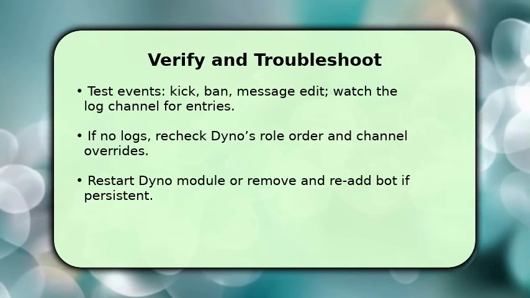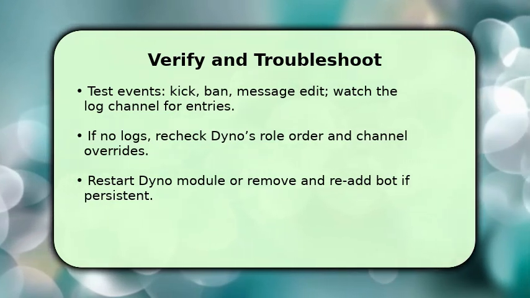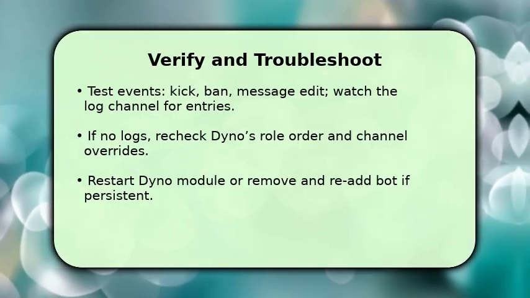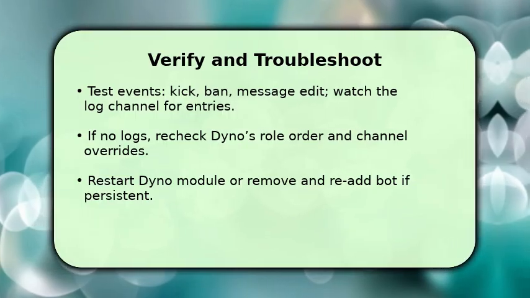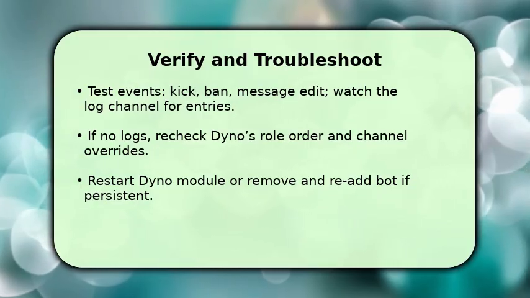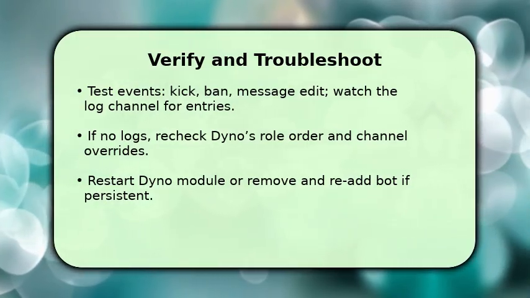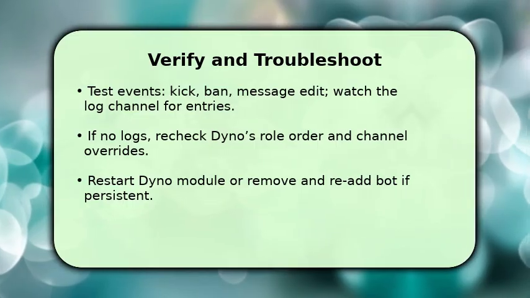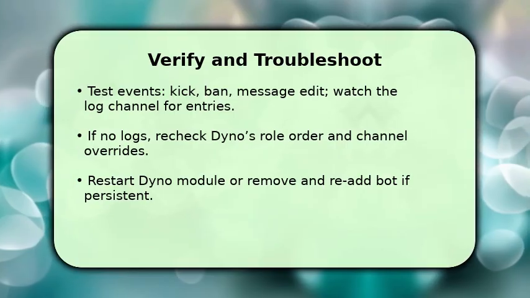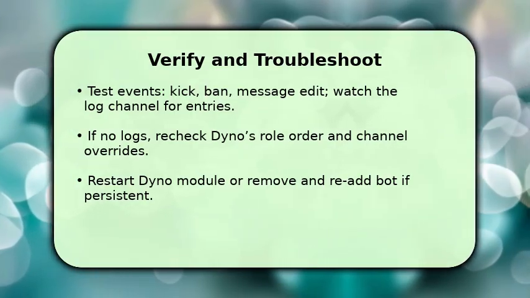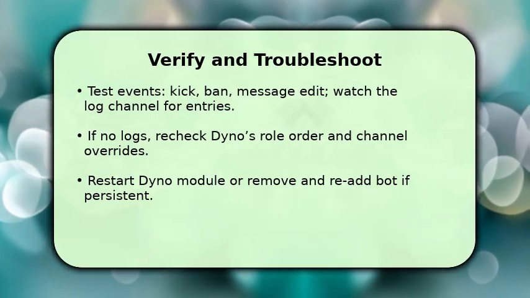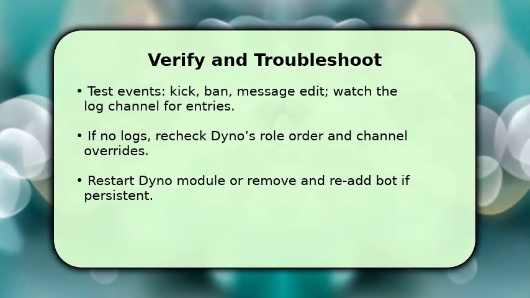You finish by verifying that logs are being posted correctly. Trigger a few safe test events, delete a message, change a nickname, or simulate a ban to see entries appear in #modlogs. Once done, inspect any missing items by checking Dyno's role position above target roles and ensuring channel overrides don't block it. If problems persist, make sure to restart the logs module, toggle events off then on, and as a last resort remove and re-invite Dyno. This resolves most permission or webhook hiccups quickly.